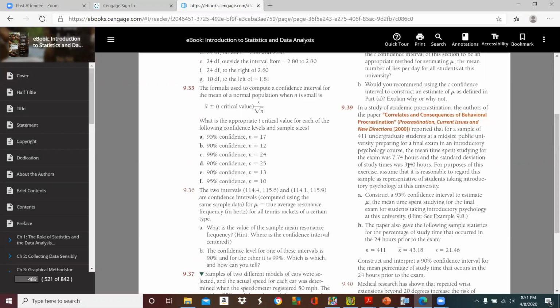So be clear, if they don't say sigma is equal to some number, and they give you a standard deviation, it's probably from the study. It is S, the sample standard deviation. So X bar is 7.74. S is 3.4. Construct a 95% confidence interval to estimate mu, the mean time spent studying for the final exam. Let's go to our solution.